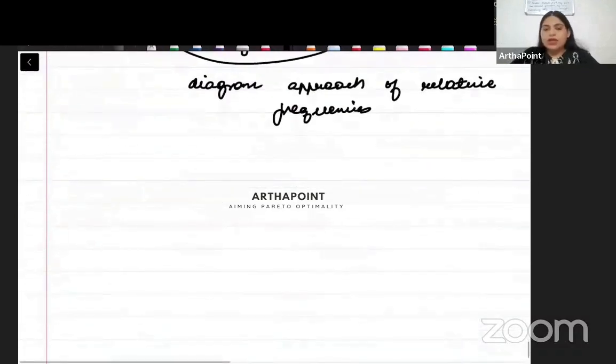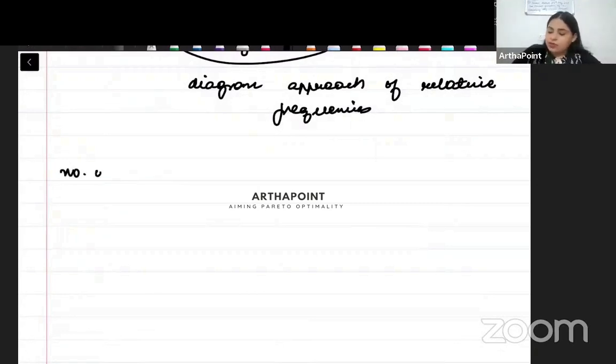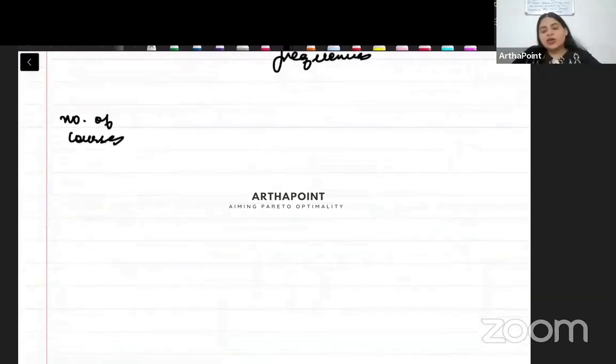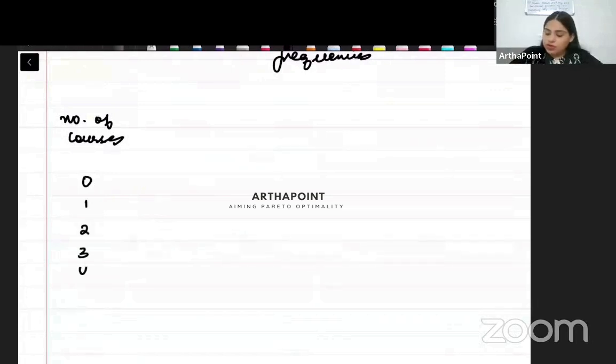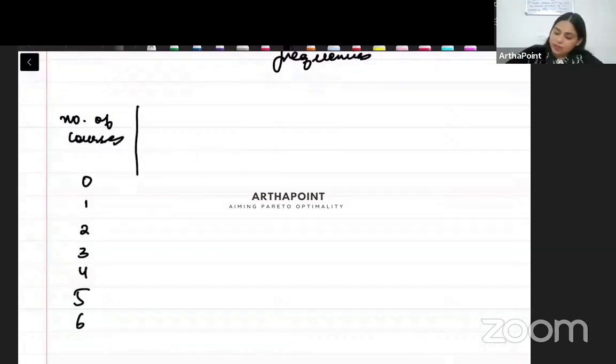Take an example. Suppose again, I want to talk about these same students who can take different number of courses in the class. And I tell you, these are the number of courses that they have taken in one semester. Apni choice hai ki ek course lo, ek bhi mat lo, ya 6 lo. So you can either take no course at all, 1 course, 2, 3, 4, 5, and 6. And I've given you some frequency here.